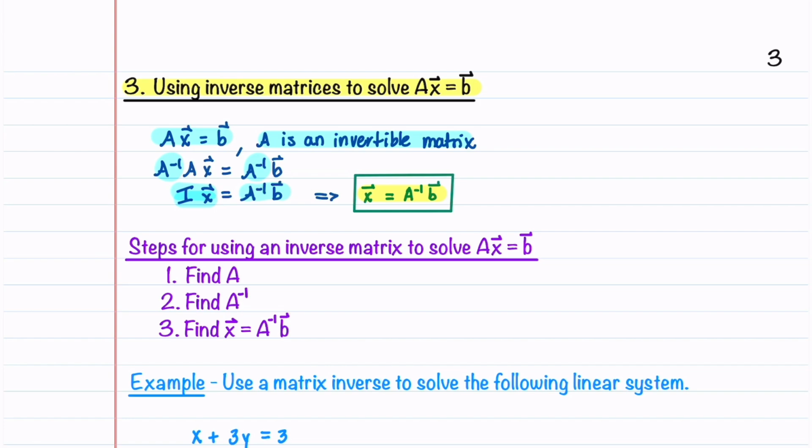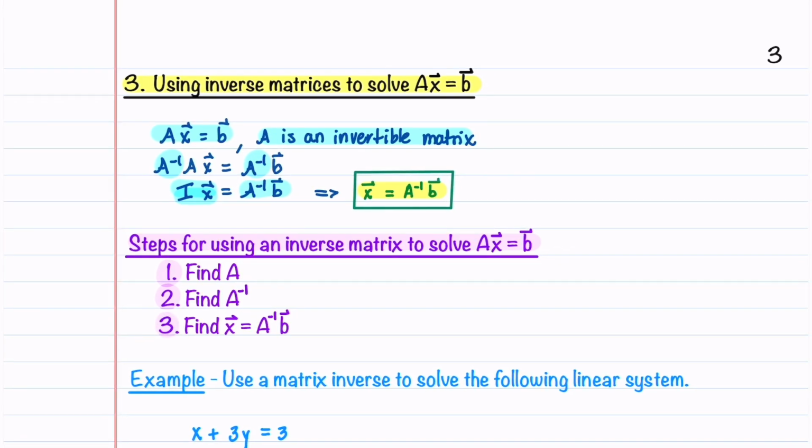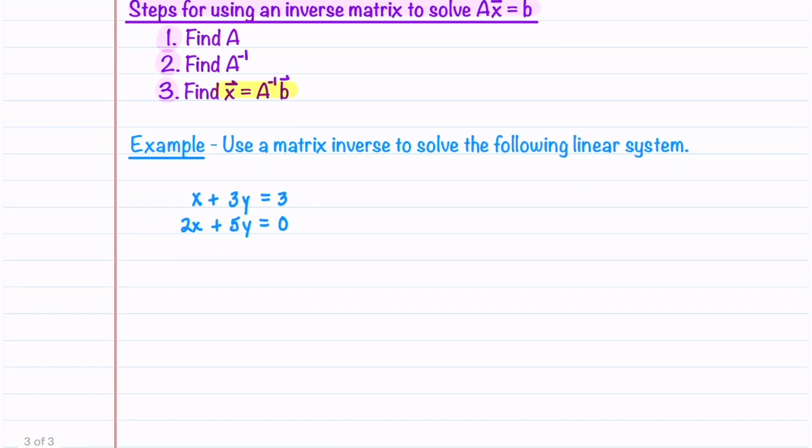There are 3 steps that we can follow for using an inverse matrix to solve Ax is equal to B. The first step is that we need to find A from the linear system of equations. The second step is to find A inverse using the formula that we just went over on the previous page. And then the third step is to find x using the formula x is equal to A inverse times B. Let's see how all this works by walking through an example.